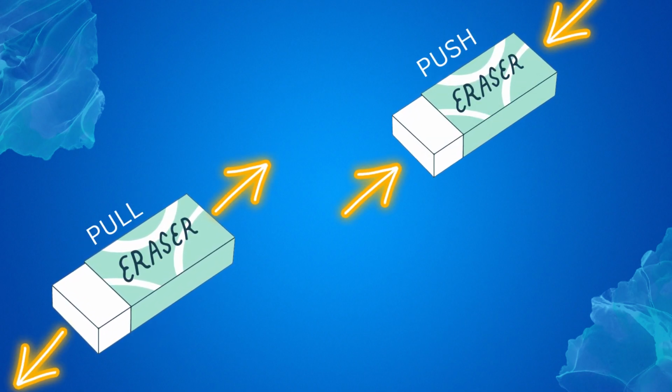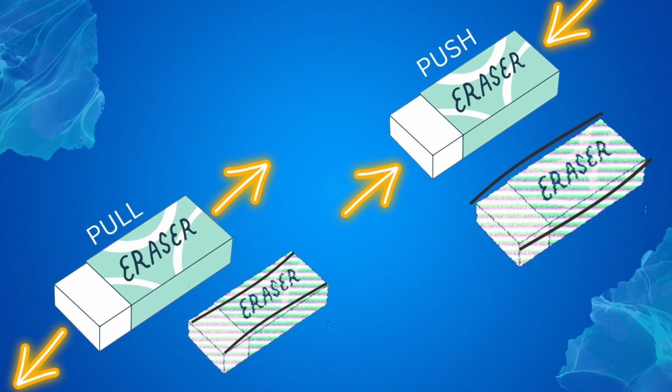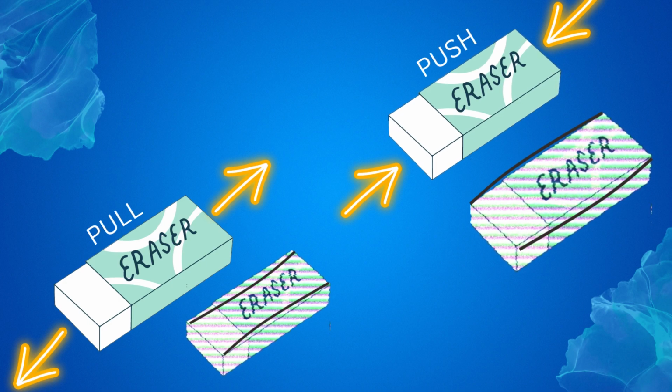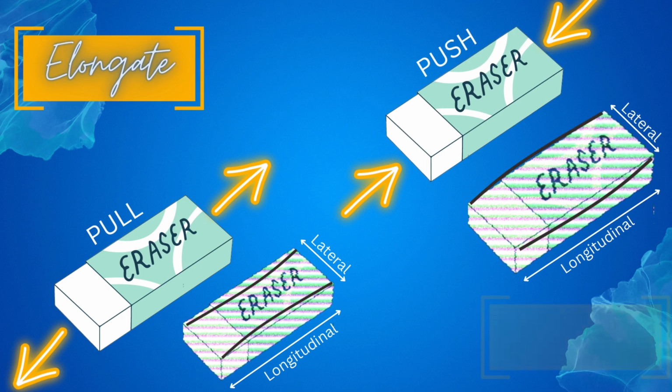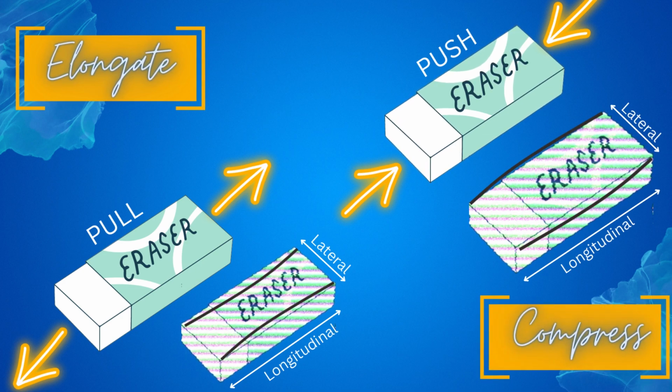It will be evident from this experiment that the dimensions of the rubber before the process and during the process are not one and the same. There is a variation in the lateral and longitudinal dimension. They elongate or compress depending on the force you apply.